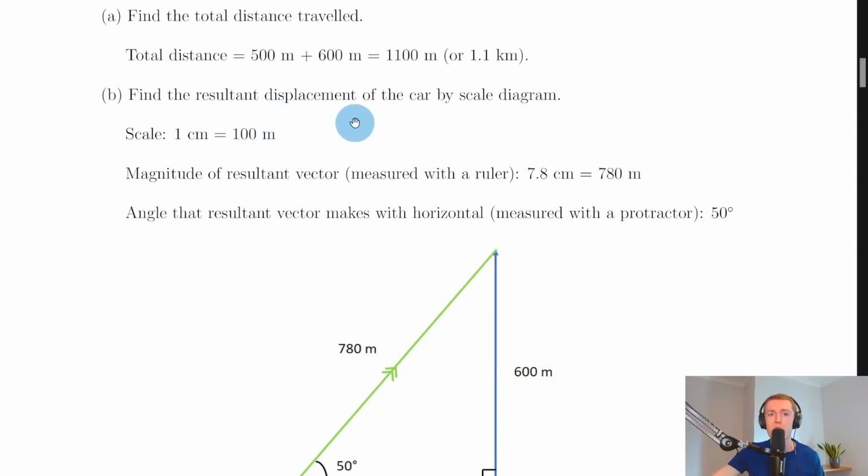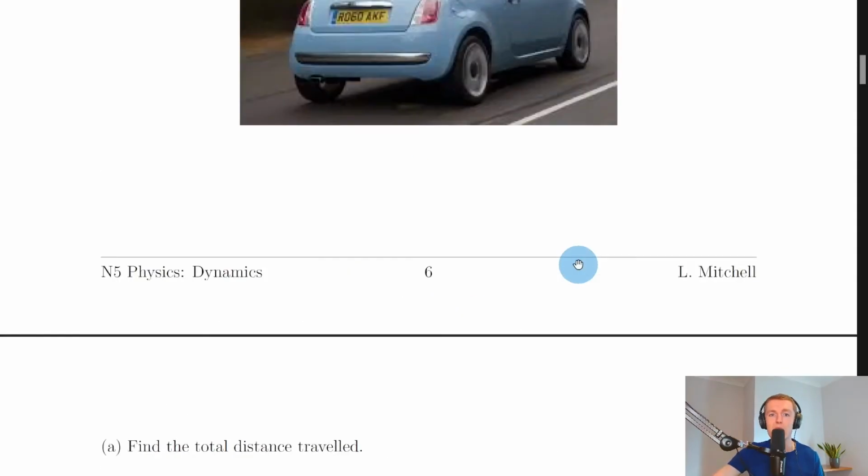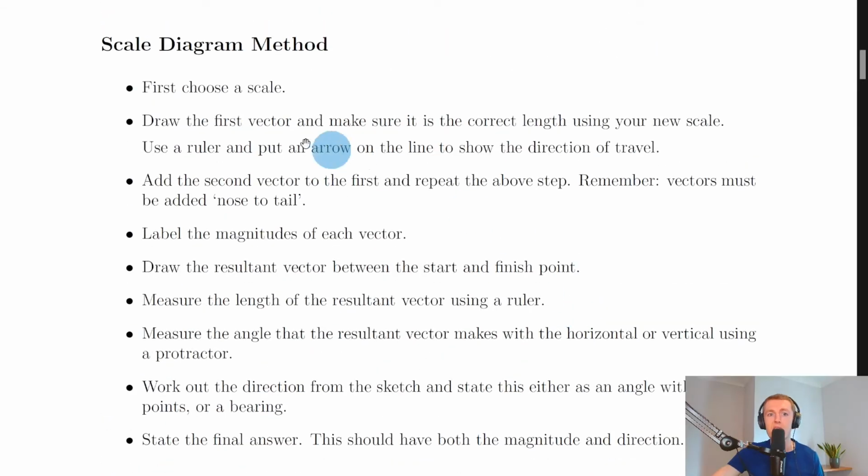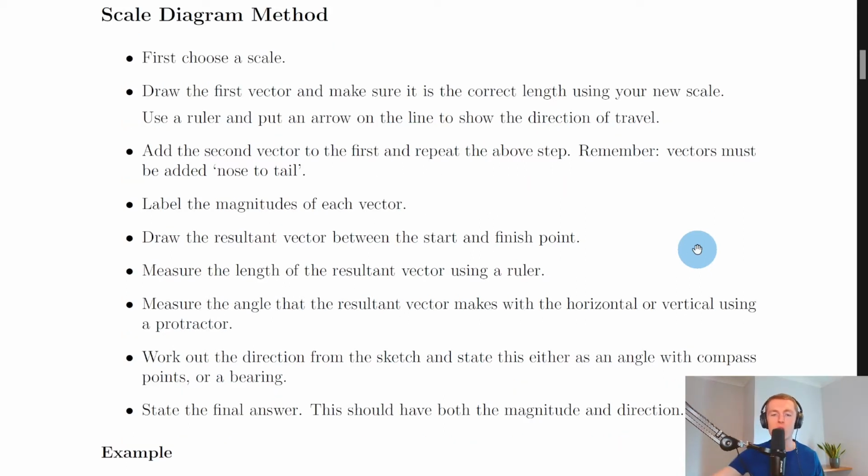So to find the resultant displacement of the car by scale diagram, we're going to follow our steps. So let's look up here. It says first choose a scale. Now what we mean by a scale is we want to represent the distances 500 metres and 600 metres on a diagram on your page, but we can't obviously do that to scale because we can't fit 500 metres and 600 metres on an A4 page. And we want to choose a scale where it's going to give us a big enough diagram on our page to allow for a diagram to be accurately drawn.